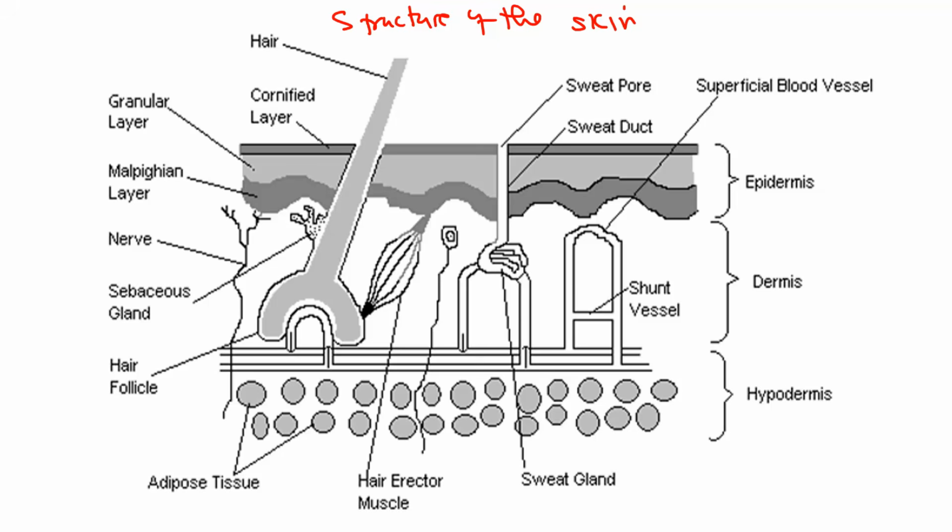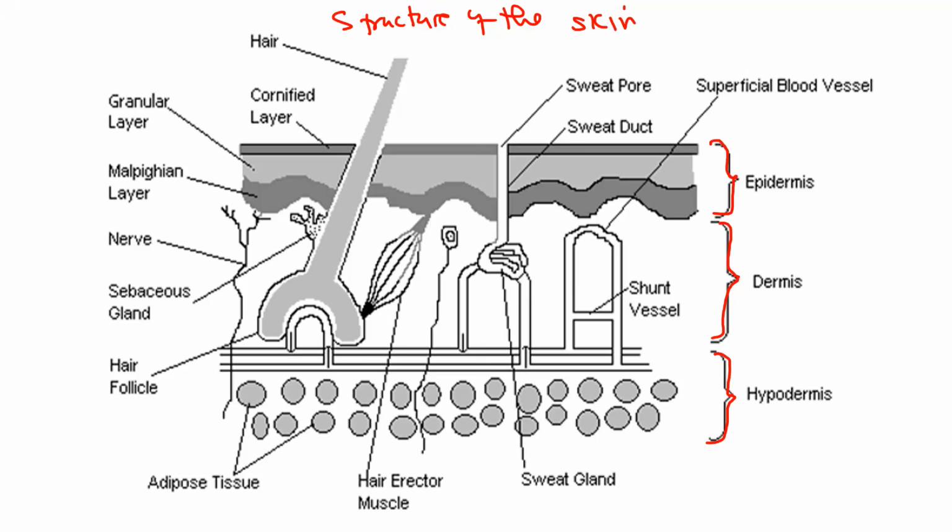The skin is made up of 3 layers. The first is called the epidermis, the second is called the dermis, and the third is called the hypodermis. It is very important to know the structures or parts found in each layer. Let us start with the epidermis. The epidermis simply means the upper or top part of the skin.